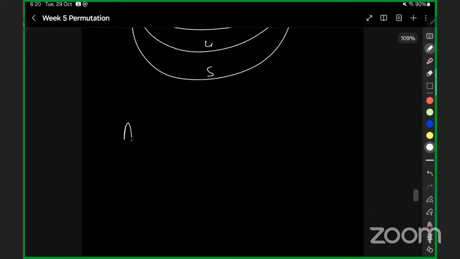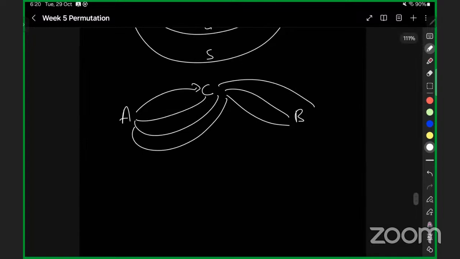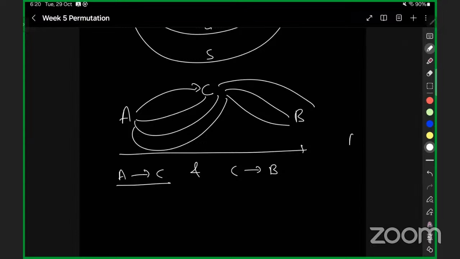Now let's say I tell you that from A to B, in between a stop is there, C stop. So you can go from A to C in several ways, let's say 4 ways, and then from C to B you can go in, let's say, 3 ways. Now what I have to do is go from A to C, and I have to go C to B. So you can see "and" is coming, I can't stop here. I have to go from A to B, that is the task.